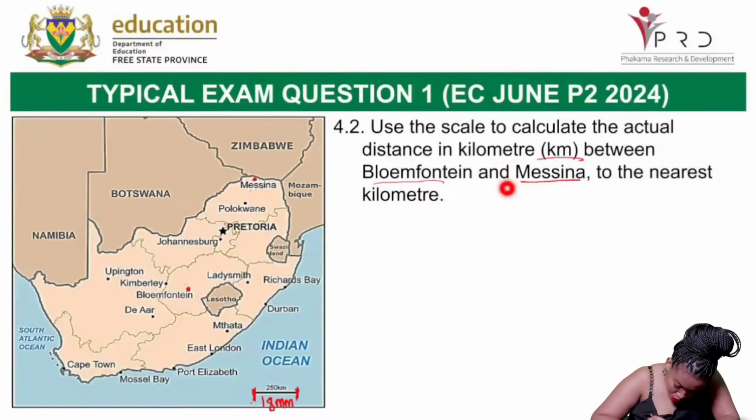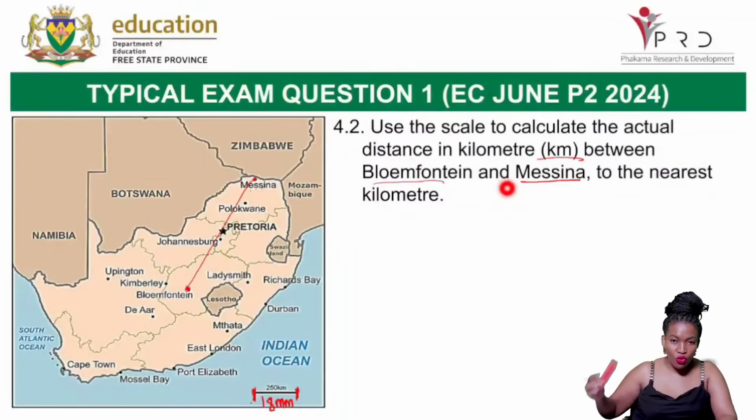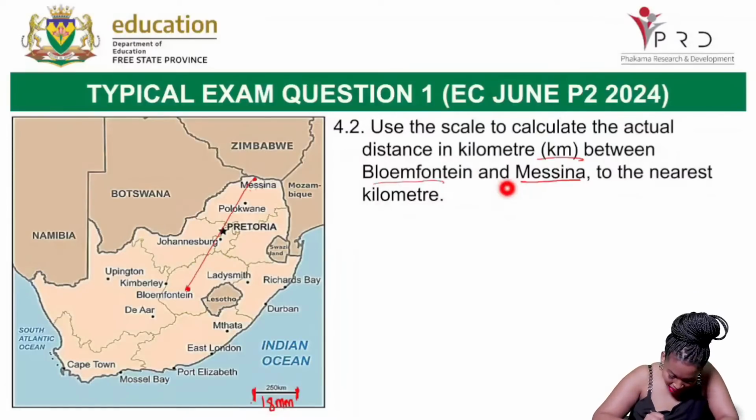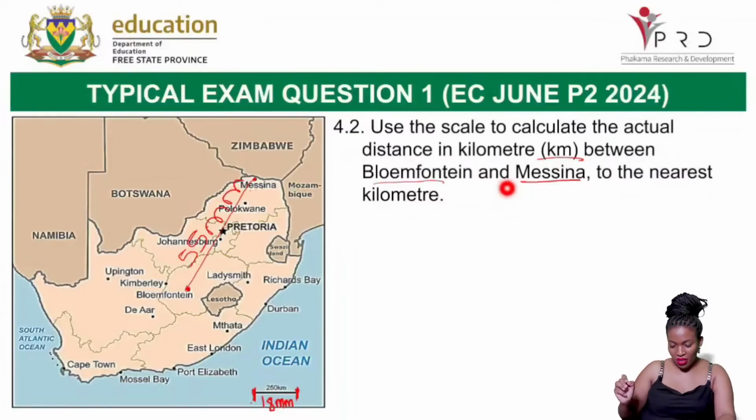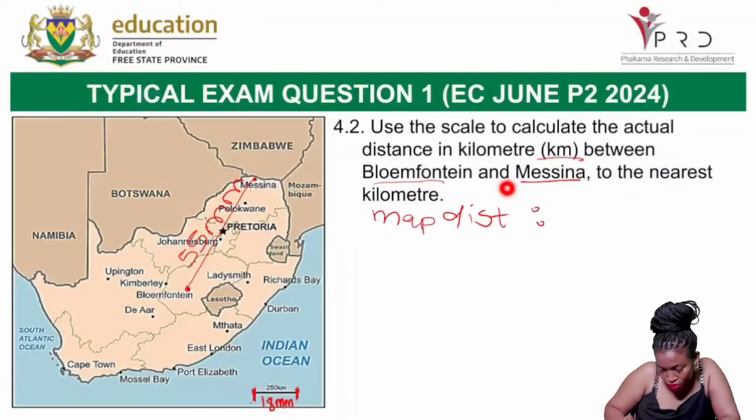And then you draw a straight line with your pen. Yes, with your ruler. There is the straight line. And then you take your ruler, you measure that straight line. So I measured 55 millimeters. So the distance that I got there, it is 55 millimeters. So we know when it comes to our scale, it is always the map distance is to the actual distance.